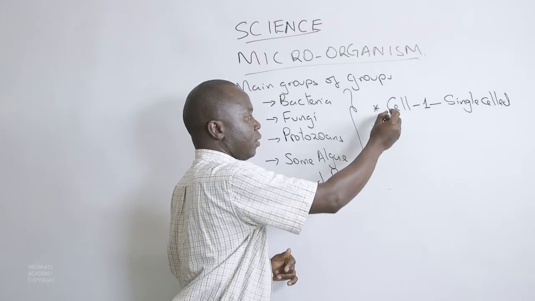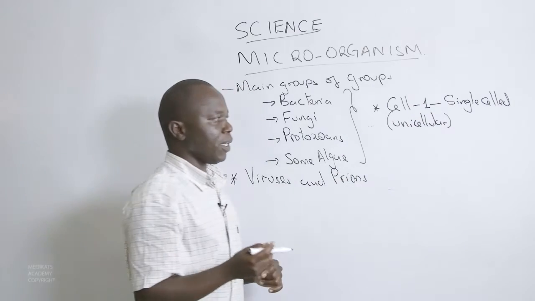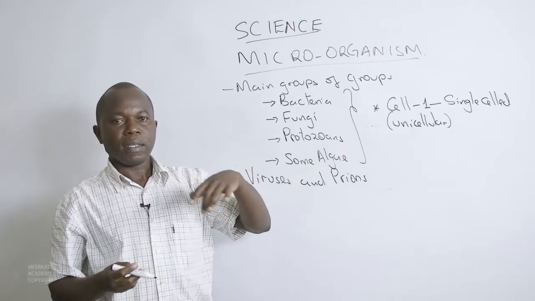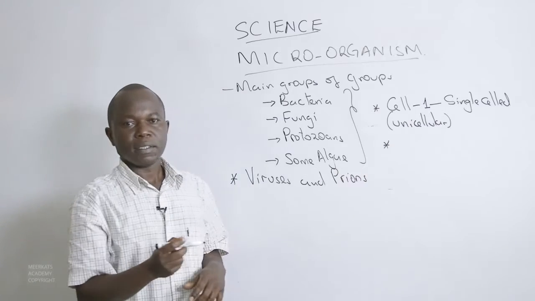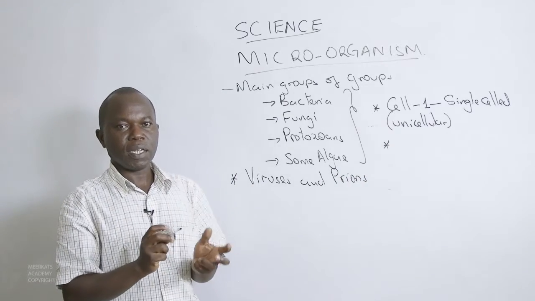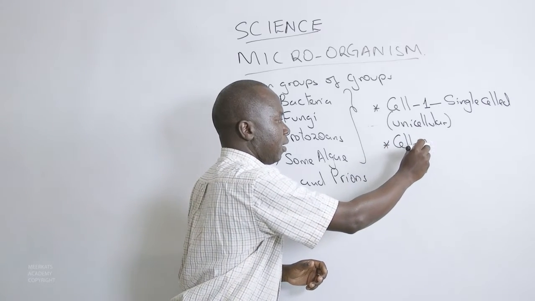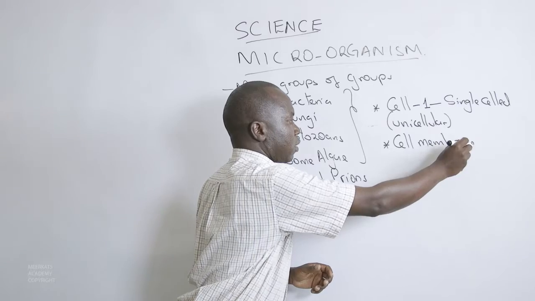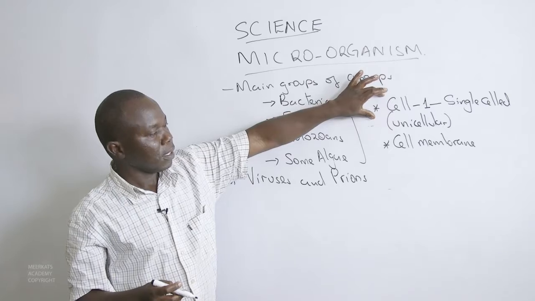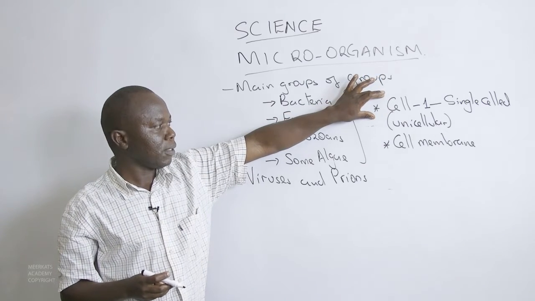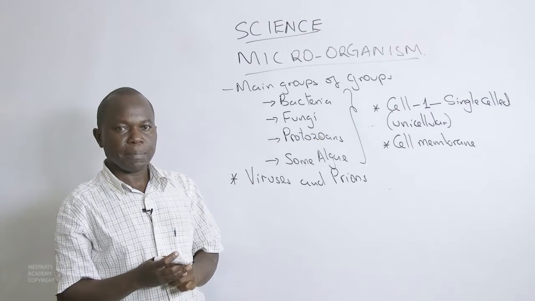Another word, you can also say they are unicellular. Unicellular, meaning one. Uni means one. Their body is made up of one cell. But that cell, again, the contents of the cell are enclosed by a cell membrane. So one major characteristic of these four microorganisms is that their body will be composed of one cell, and the contents of the cell will be enclosed by a cell membrane.